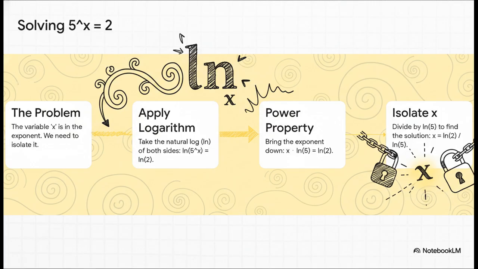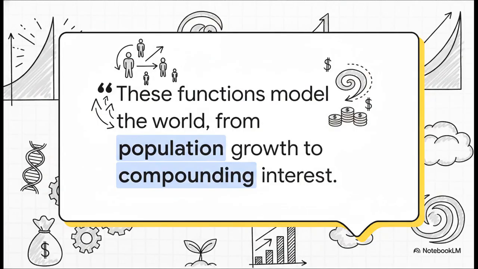Now, here's the cool part. One of those properties of logarithms lets us take that x from the exponent and just bring it down in front. And just like that, with a little division, x is no longer trapped. It's unlocked. And really, this is why this all matters so much.